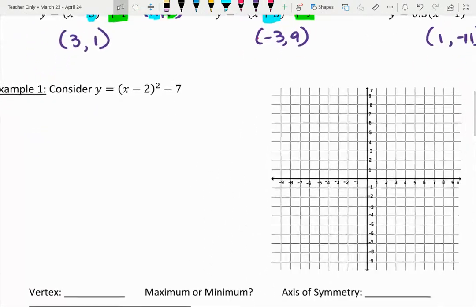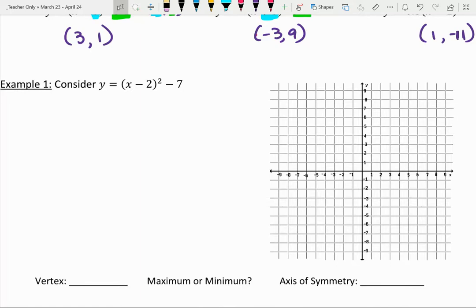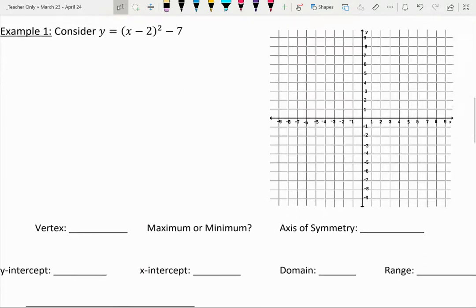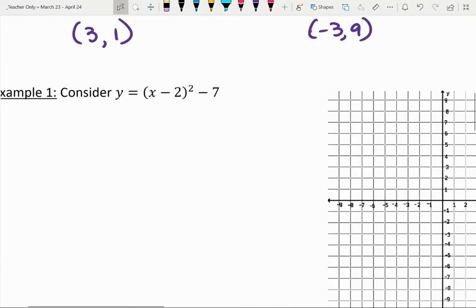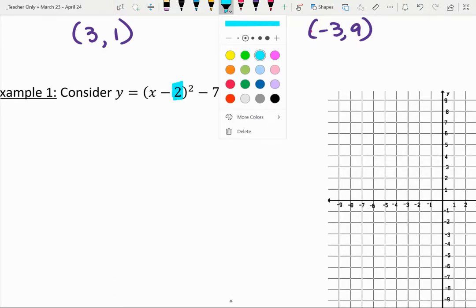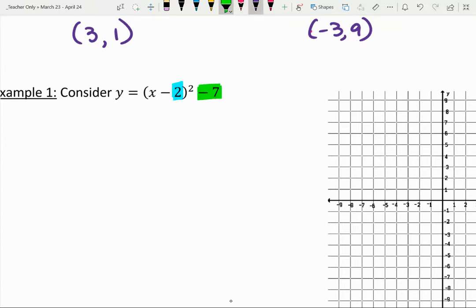So let's practice using this vertex to make a graph and then identify some of those features from way back when. So consider this equation: y equals, excuse me, (x minus 2) squared minus 7. So again, we need to find our x coordinate and our y coordinate of our vertex. So our vertex here is 2, 7.